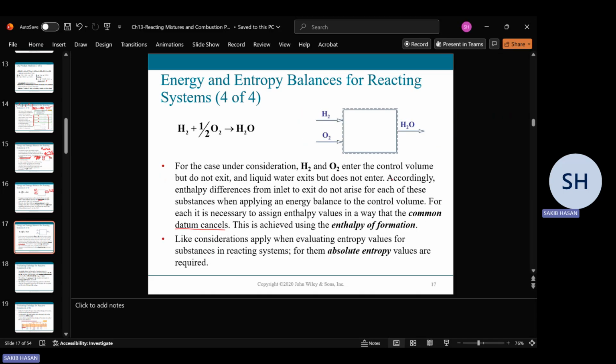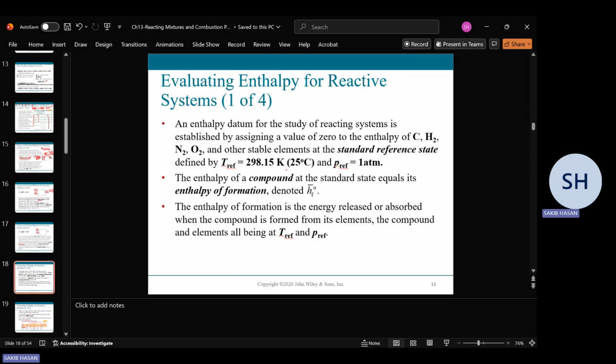Okay? And what I mean by that is, since enthalpy of formation is just the energy change when you make a substance out of its elemental building blocks under standard conditions, well, the enthalpy of formation of, let's say, hydrogen and oxygen will just be zero, as you can see in this next part. An enthalpy datum for the study of reacting systems is established by assigning a value of zero to the enthalpy of carbon, hydrogen, nitrogen, and oxygen. And in fact, any other stable element at the standard reference state will be at zero enthalpy, we're saying.